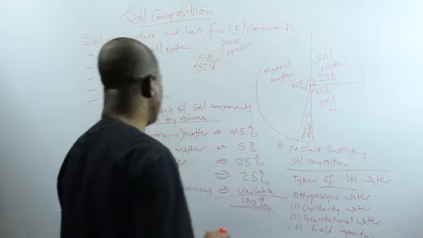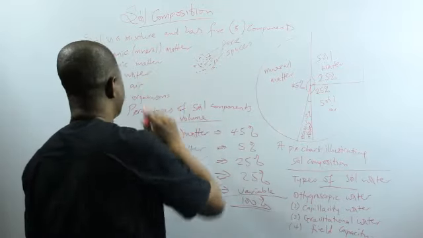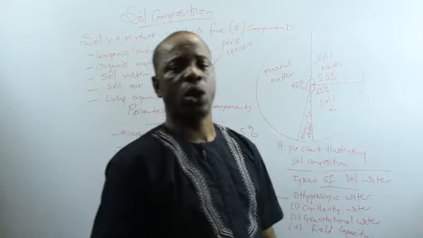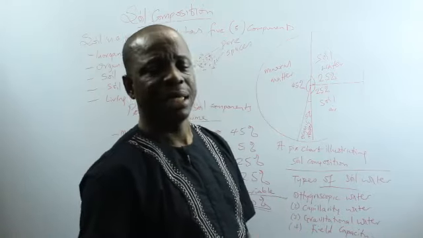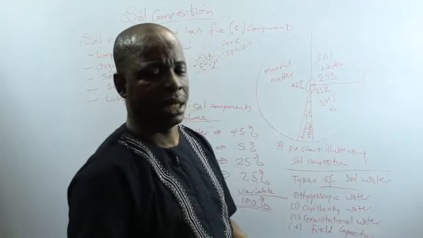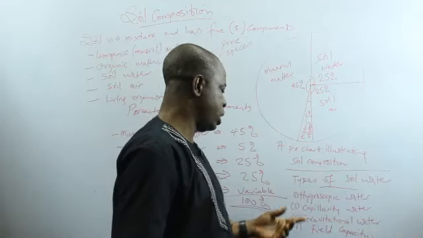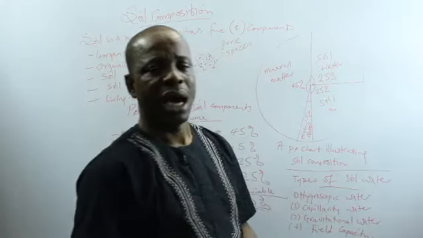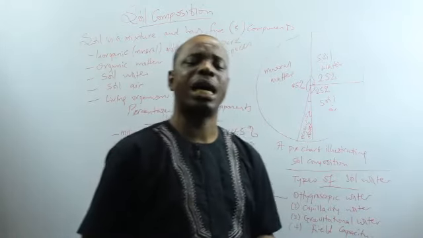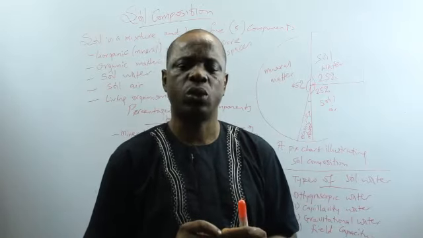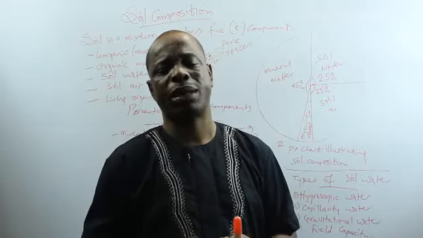Now we can look at the types of soil water. There are different types. Though the water is the same, we call them different names when they are in the soil, depending on how they come there and the work they do. The first one is hygroscopic water. Hygroscopic water is the water that occupies the fine particles of the soil. They bond soil particles together.